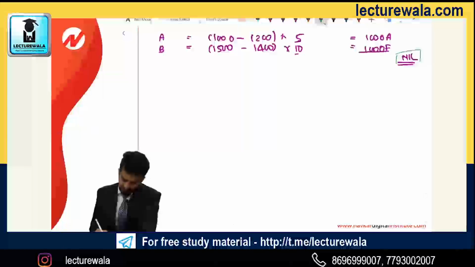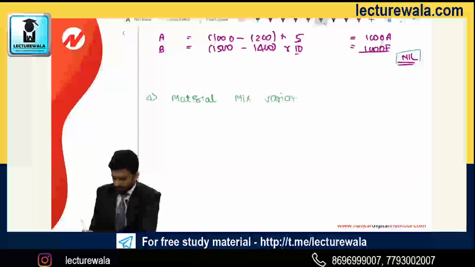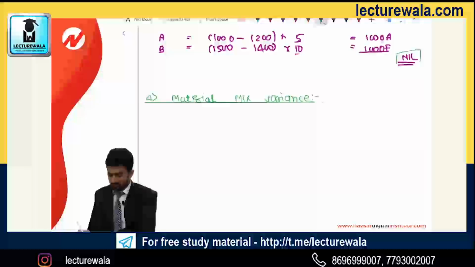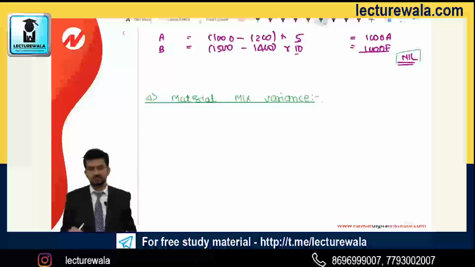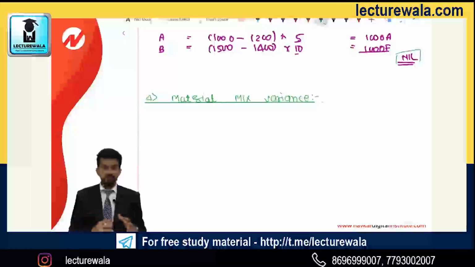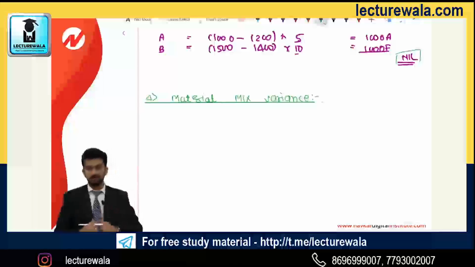Even if material usage variance is nil, I want to calculate the next variance, and that is material mix variance. I want to check that he has not changed the mix. If he has changed the mix, he is not the guy that I would prefer.